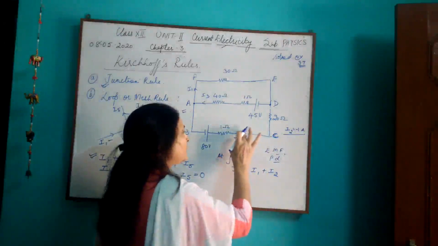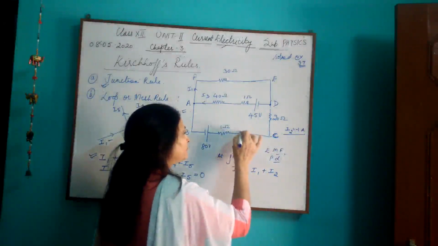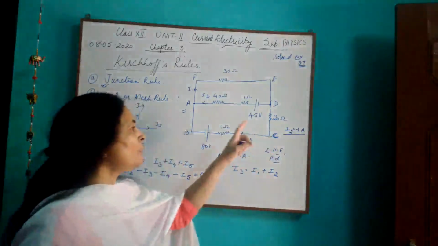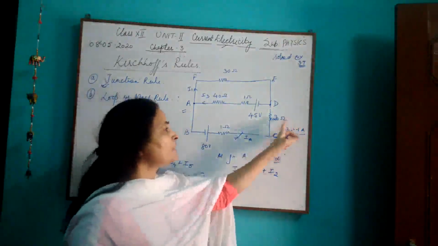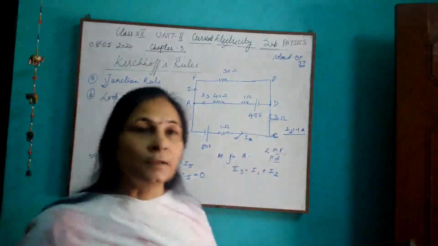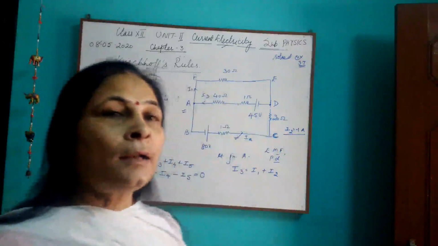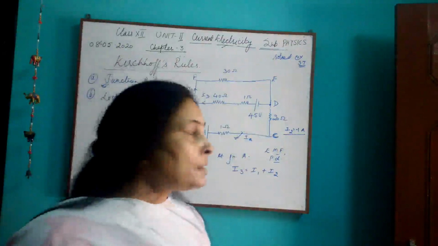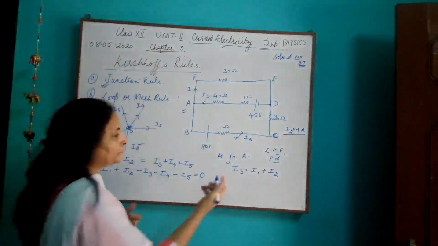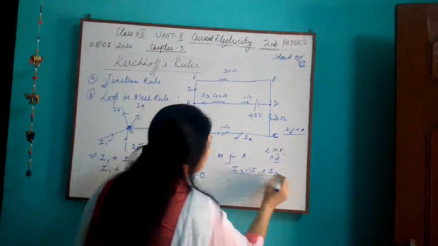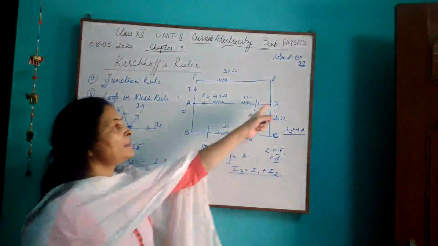Now we will continue with the same. I just told you how this direction is going to change the sign of the current, just indicating in which direction the current is flowing. Now this is the junction. Now similarly we can apply this at junction D also.